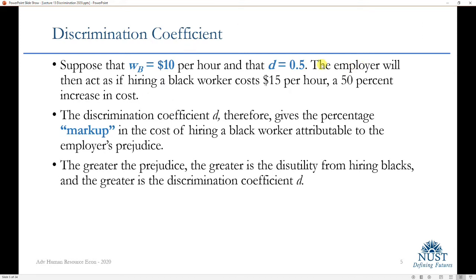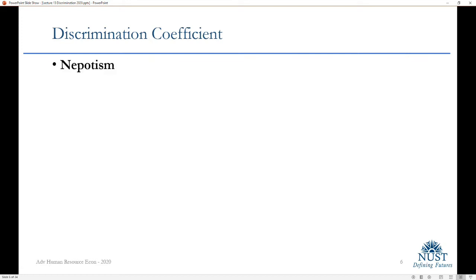And this is actually the demonstration of what I just showed you. Suppose that WB is $10, D I assume 0.2, here it is 0.5, and so this is a markup in the cost of hiring, perceived cost. Okay, so it's the same thing that I just mentioned. So for you to just have a look later on.